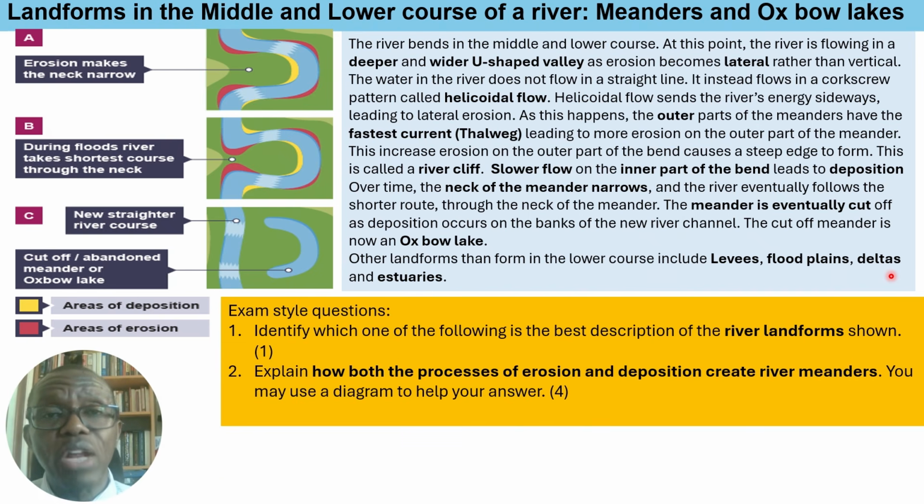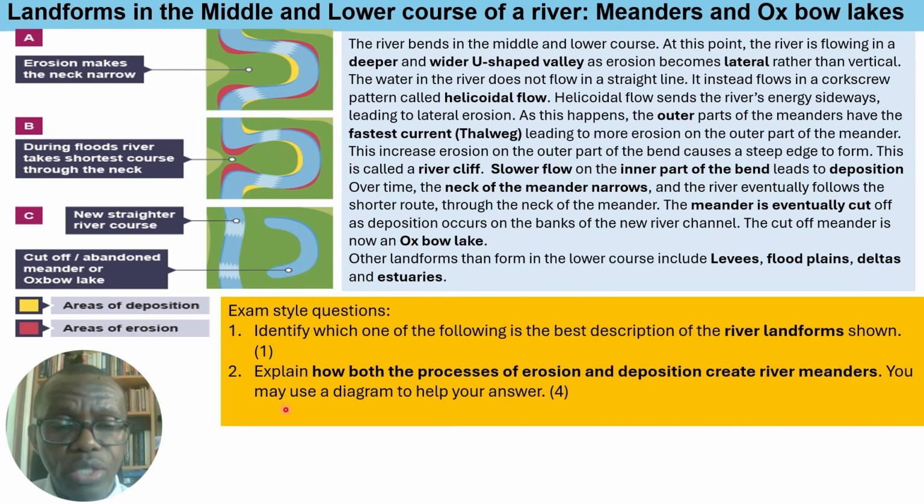Okay, so what kind of questions are we likely to get with regards to this information? The first one is to identify which one of the following is the best description of the landforms shown. That one was showing a particular landform in the middle or lower course of a river and was asking the students to identify which one it was. So either Oxbow Lake, a meander, or river cliff, if you like.